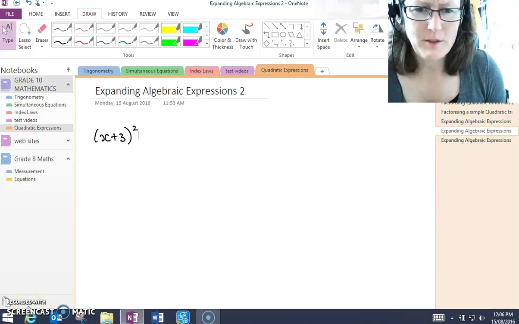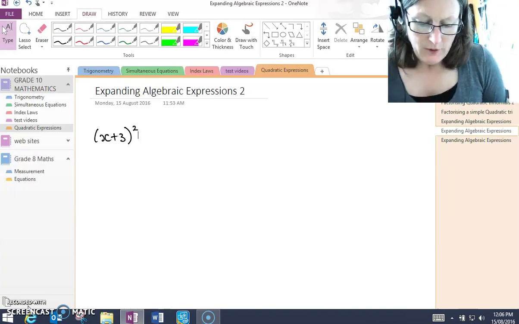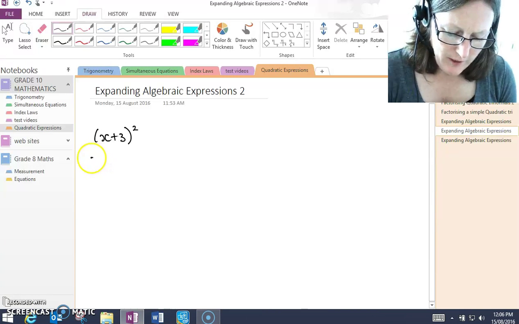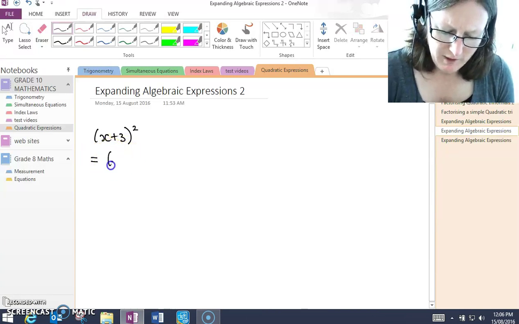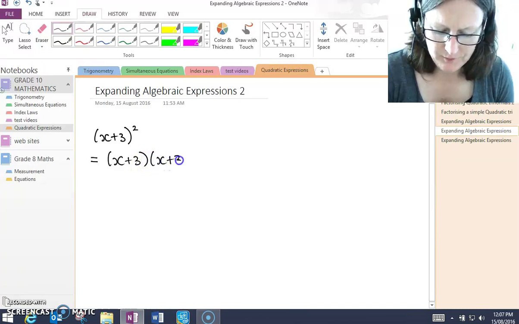Okay, the second type of expanding algebraic expressions that we're going to do is one called the square of a binomial. So if we have x plus 3 all squared, you don't need to write this, but what x plus 3 all squared means is x plus 3, x plus 3.